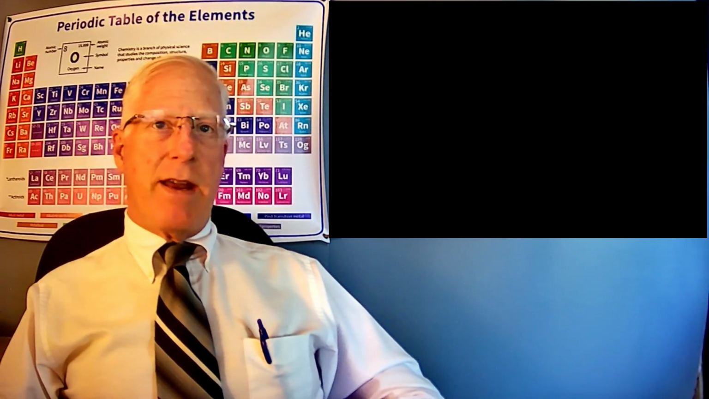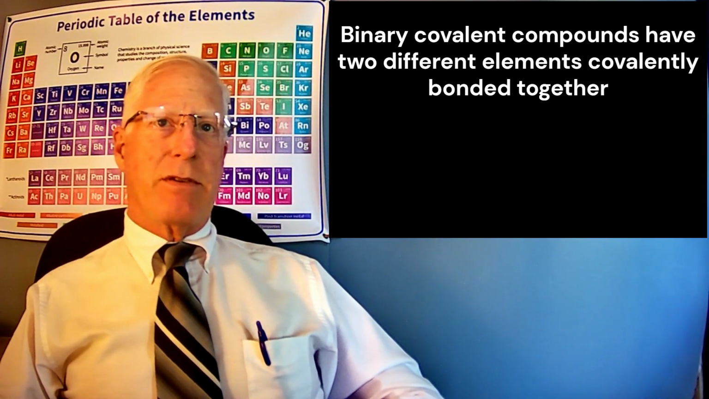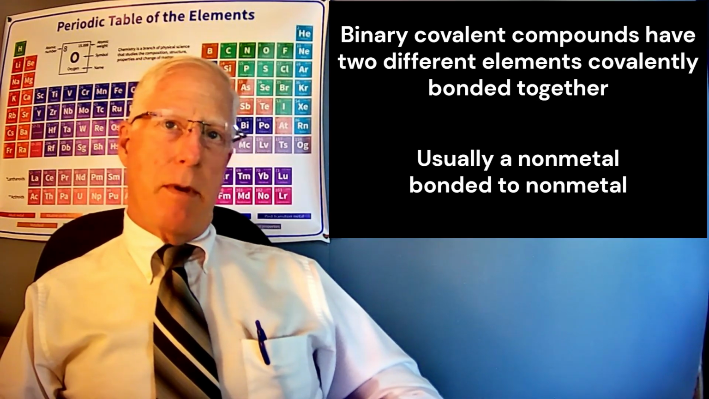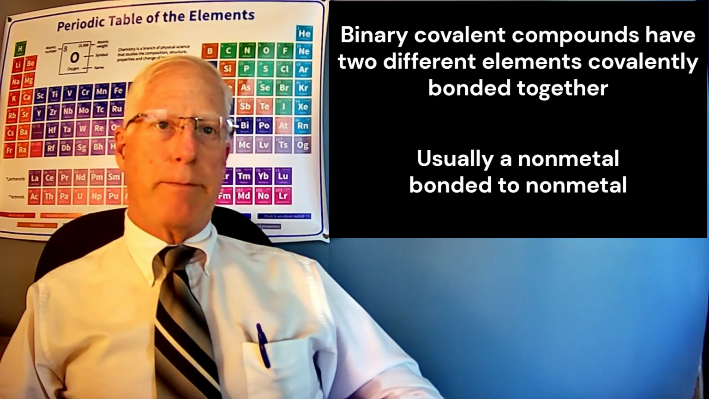Okay, that does it for ionic compounds. Next, we want to look at formulas for binary covalent compounds. These are generally going to be 2 nonmetals, but occasionally you'll see a metalloid bonded to a nonmetal. Don't let that throw you, just treat it the same way.